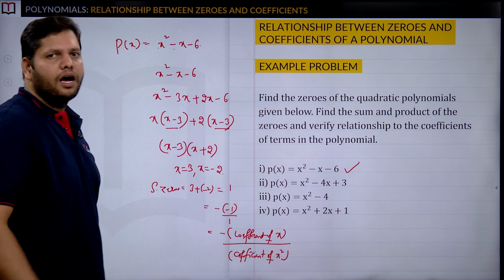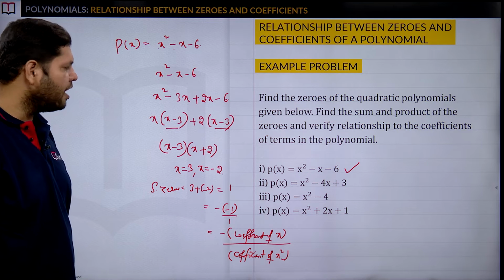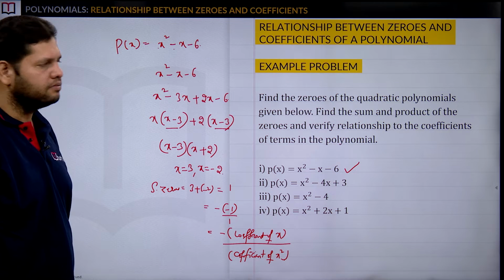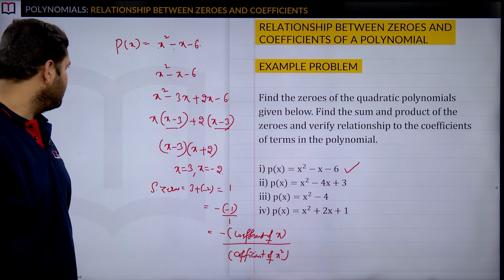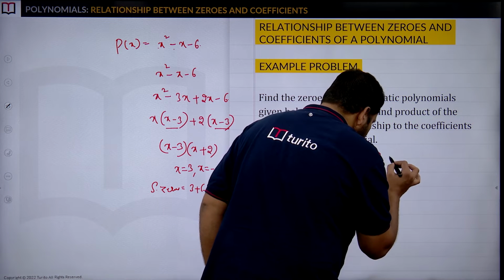See, again it is a relationship between the sum of the zeros of the polynomial and the coefficients of the polynomial. Clear, children? And children, the same way we can define the product of the zeros of the polynomial.